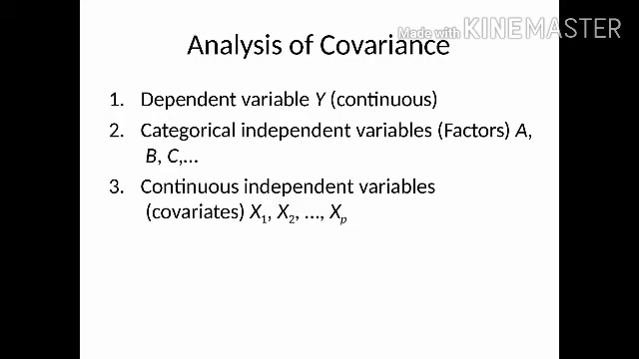And in ANCOVA, we can see the dependent variable is y, which should be continuous data, and categorical independent variables are there, and also continuous independent variables, which are considered as the covariate. In ANCOVA, we need to adjust the effect of the covariate variables on the dependent variable.